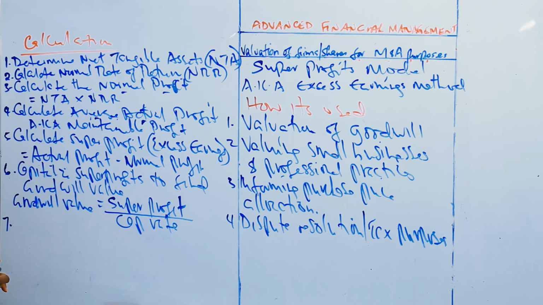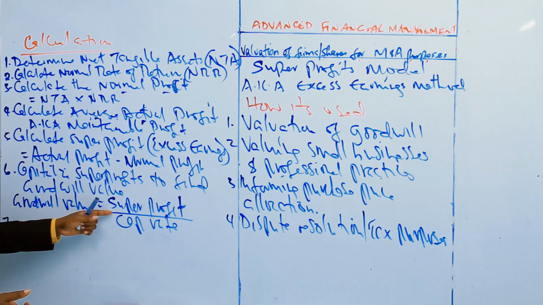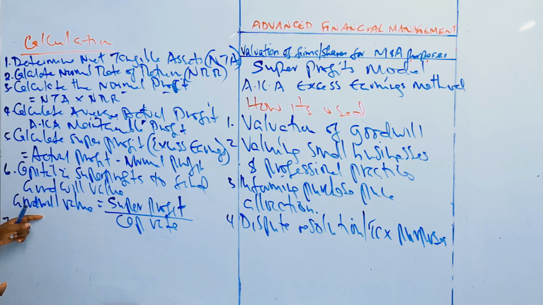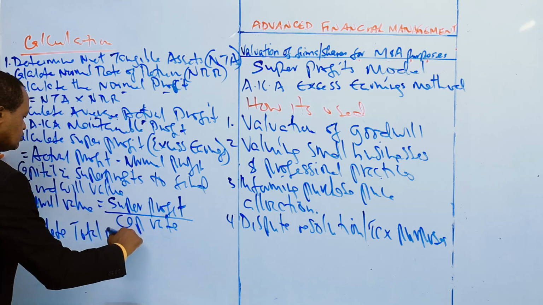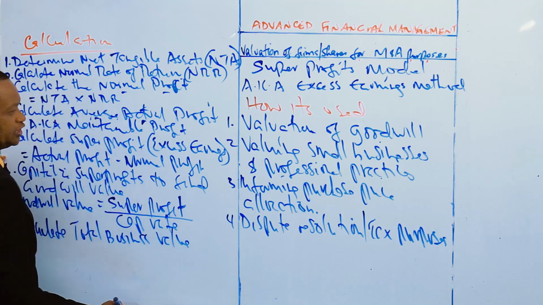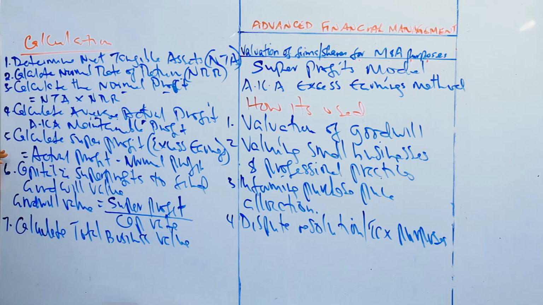You understand? An alternative way of calculating the goodwill value, I'm saying you get the product of the super profit and a number of years purchase. Then step number 7 is to calculate total business value. Step number 7, calculate the total business value.